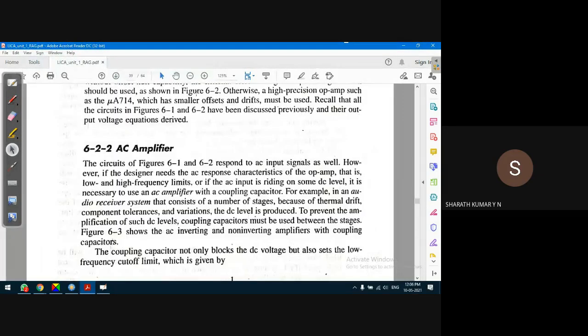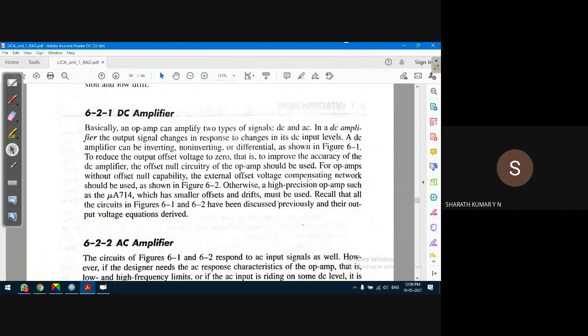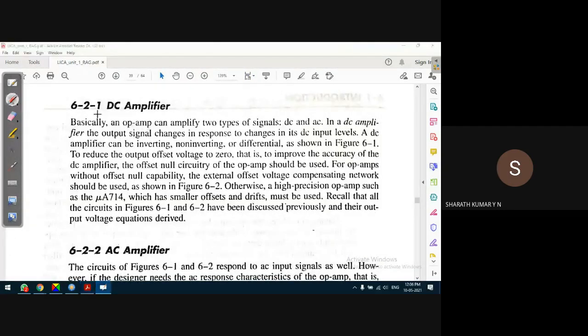I need to rotate this view. I think counterclockwise. Here we go. So that's what is explained in this text. You can go through this, no problem.